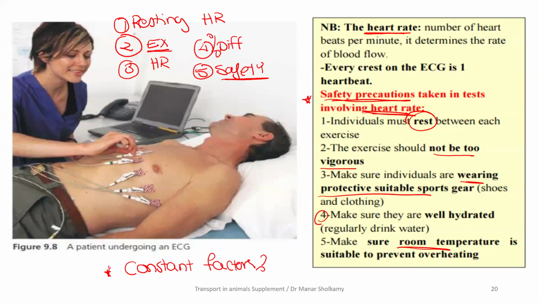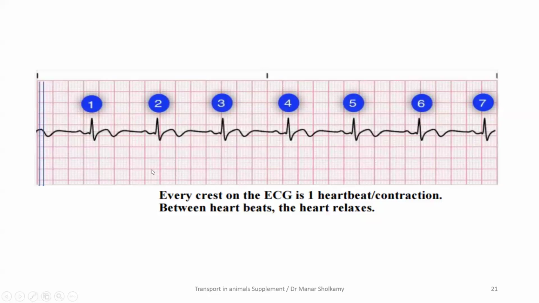Because these are children and these are older. They have to be the same age, the same gender, the same health status, etcetera. All of them have to be healthy. Good. Now the question is, how do we measure the heart rate in the first place?